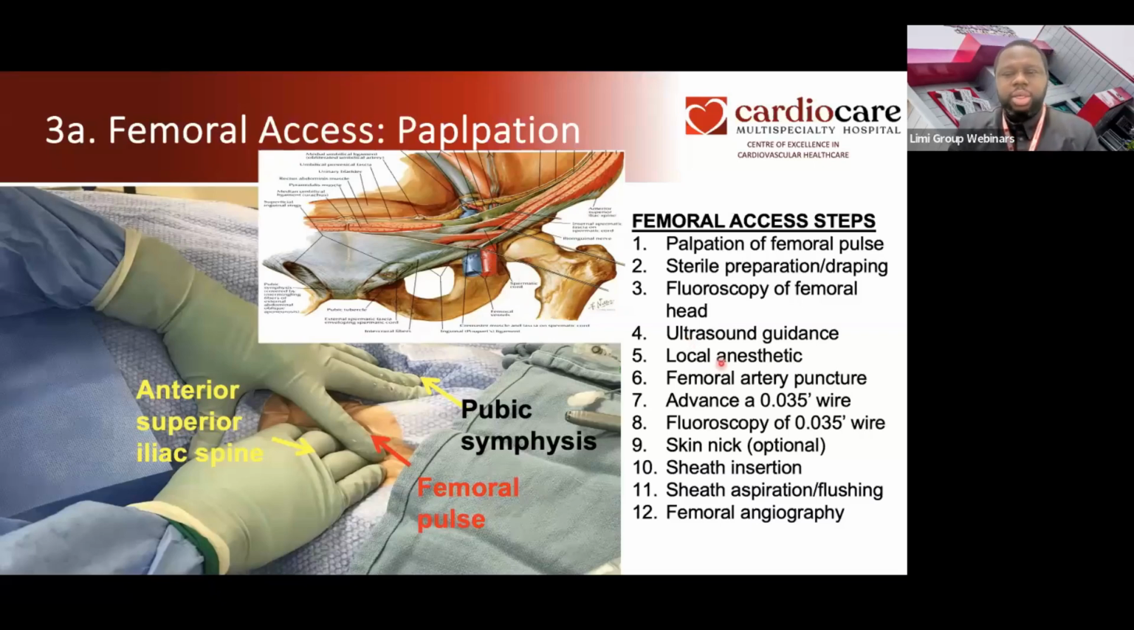When you are compressing the artery to stop bleeding, you will compress it against that femoral head. So it's very important. When we do that, we palpate, we make sure we've draped the person, we do fluoroscopy of the femoral head, make sure that we are on the correct side, and then we go ahead with local anesthesia. And remember that coronary angio is typically done with the patient awake.